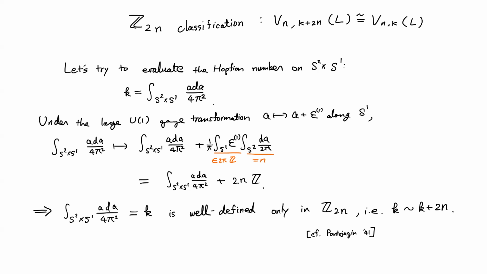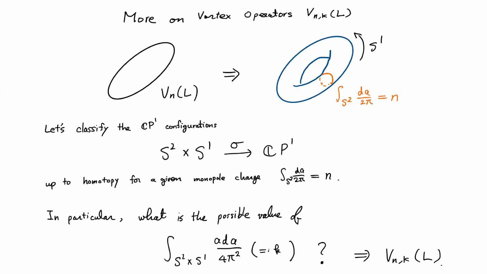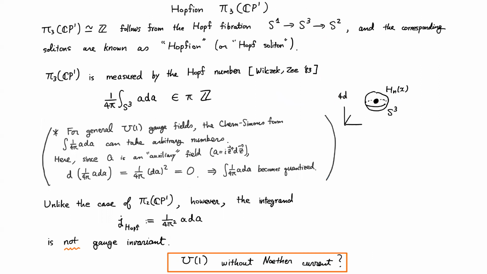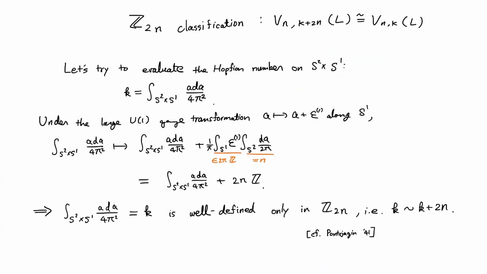And actually, it is known that the homotopy classification of maps from S2 times S1 to the CP1 sigma model, or S2, was solved by Pontryagin, who showed that it is classified by a summation of Z_2n with non-trivial magnetic flux n. So this is a quantum field theoretical reinterpretation of the old work by Pontryagin, the Pontryagin-Thom construction.